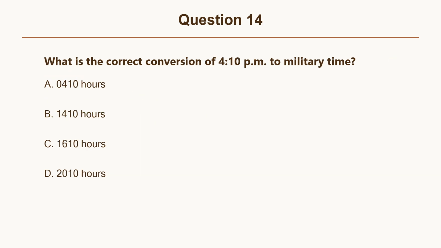Question 14. What is the correct conversion of 4:10 p.m. to military time? Option A, 0410 hours. Option B, 1410 hours. Option C, 1610 hours. Option D, 2010 hours. The correct answer is option C, 1610 hours.